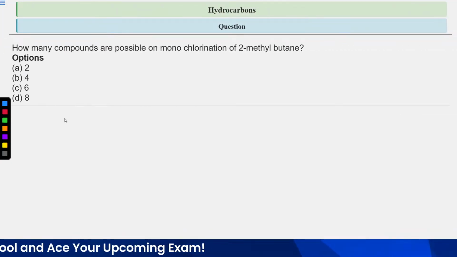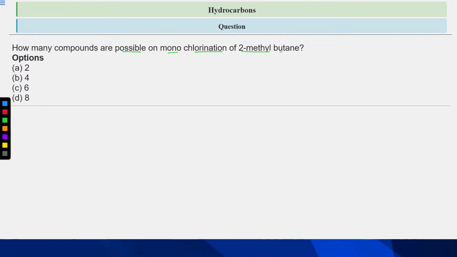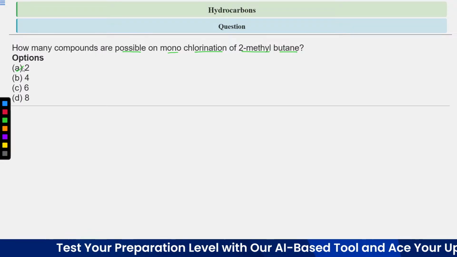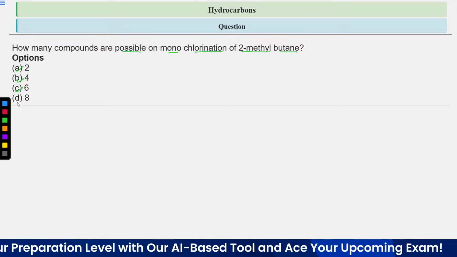How many compounds are possible on monochlorination of 2-methylbutane? So when you do the monochlorination of 2-methylbutane, how many compounds are possible? Options are 2, 4, 6, or 8.